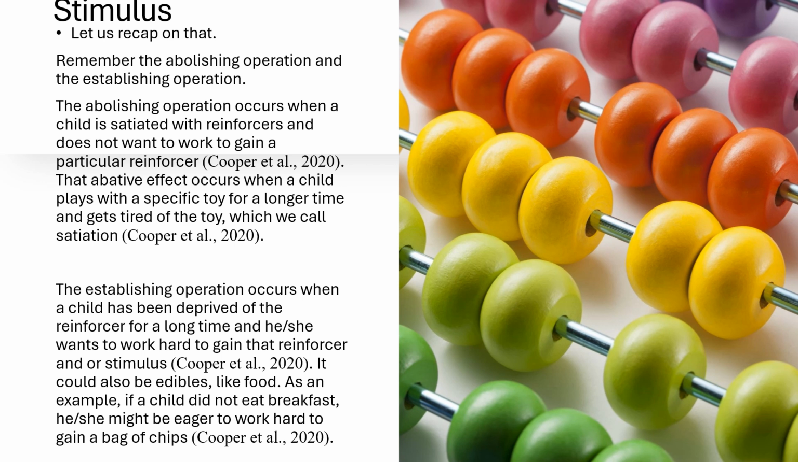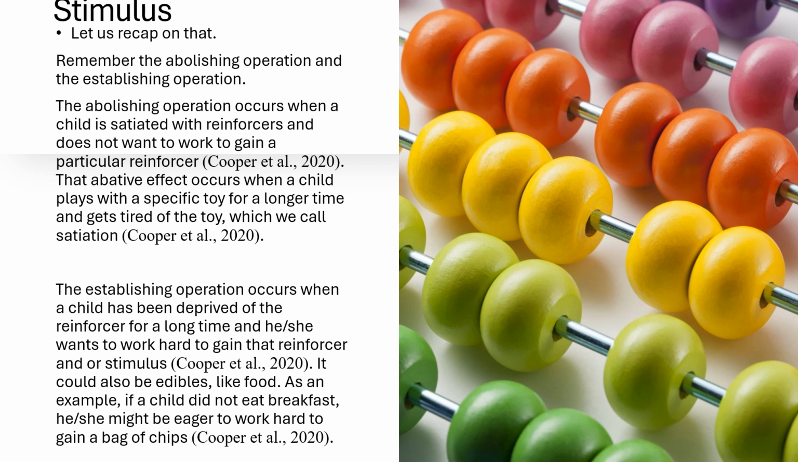Stimulus. Let us recap on that. Remember the abolishing operation and the establishing operation. The abolishing operation occurs when a child is satiated with reinforcers and does not want to work to gain a particular reinforcer. The abative effect occurs when a child plays with a specific toy for a longer time and gets tired of the toy, which we call satiation.